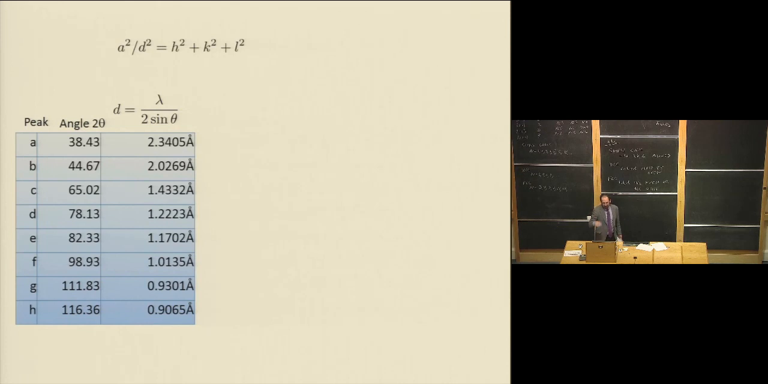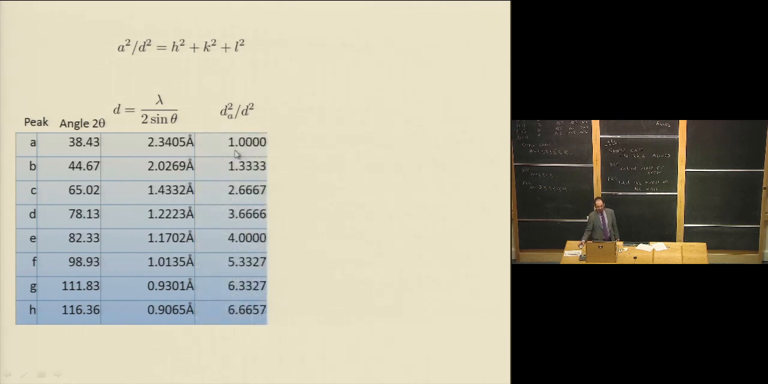Then we have this statement that a squared over d squared is h squared plus k squared plus l squared. And we want to find integer ratios of 1 over d squared. So how do we do that? Well, let's declare this number here, 2.3405 angstroms. We'll call that d sub a. And we'll make a table of d sub a squared over d squared, where d is all of these possible values of d. So the first slot is, by definition, 1. 2.3 squared over 2.3 squared is 1. But the second one, 2.3 squared over 2.02 squared, is 1.33, and so forth and so on. We get this in this table here.